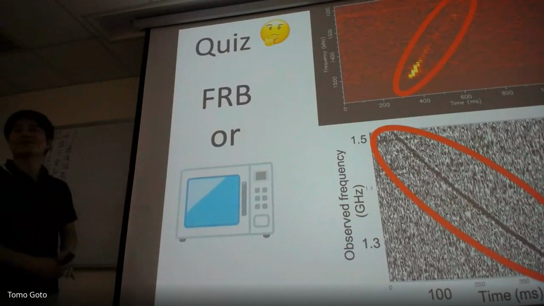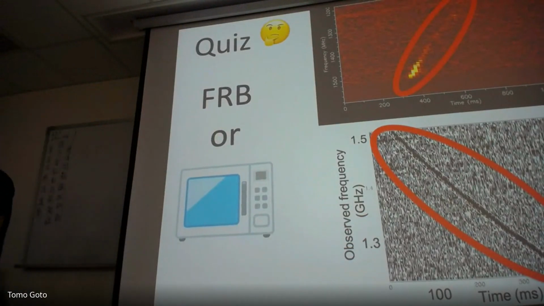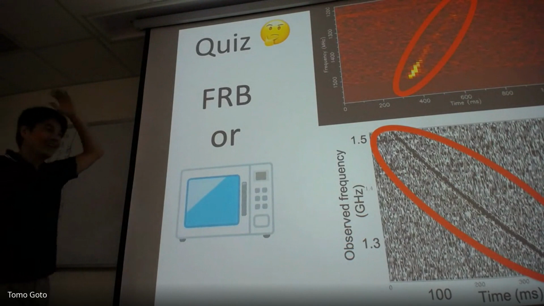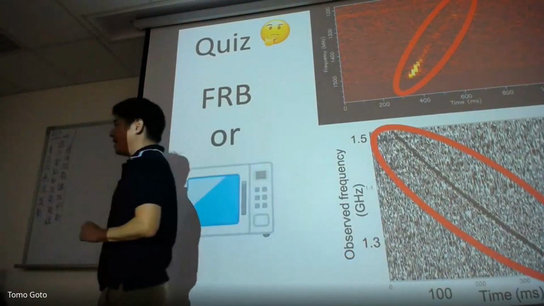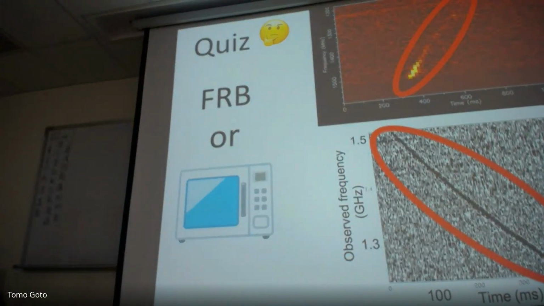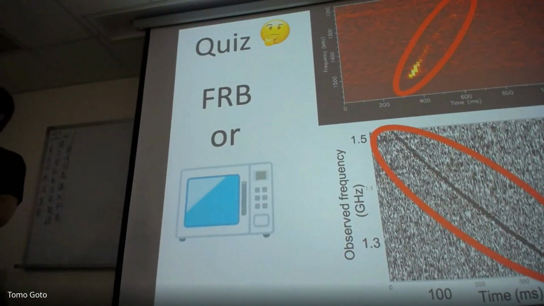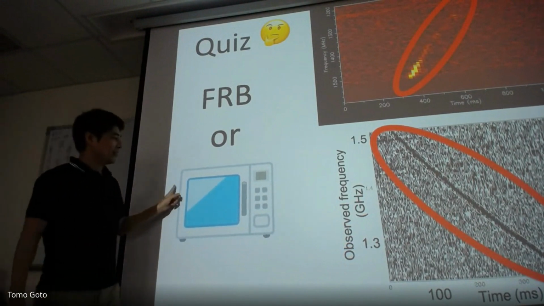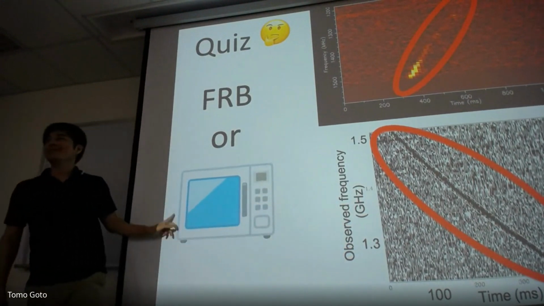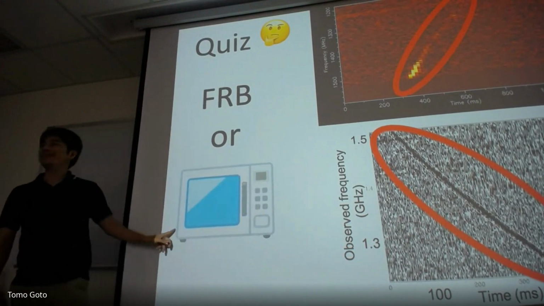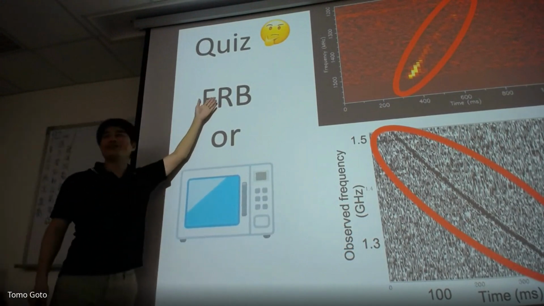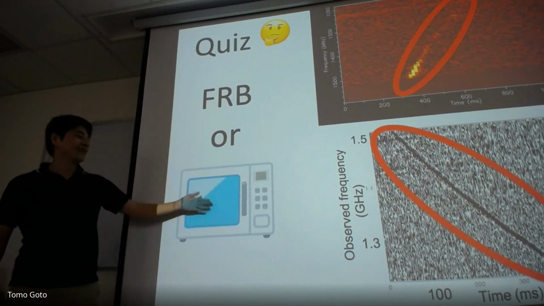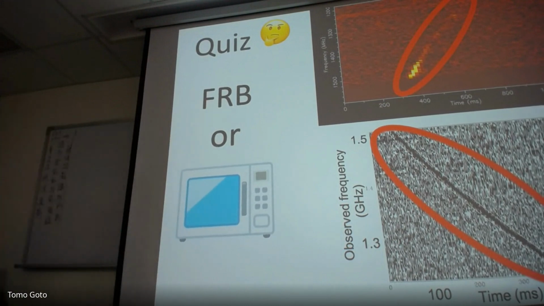And then I have a quick question here. I don't have time to finish everything today, so there's a quiz. I show two examples here. One is the true signal from space, this FRB, fast radio burst. Another is a signal from a microwave. There's a famous story in this science field: astronomers really got confused between a true astrophysical source and a microwave. So which do you think? Maybe you can raise a hand.